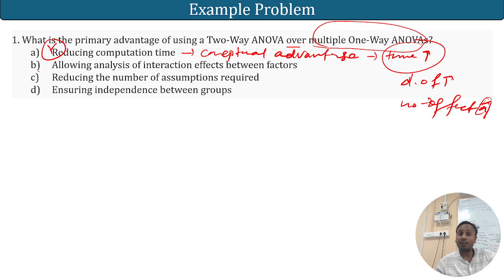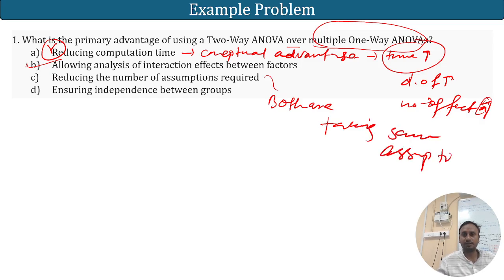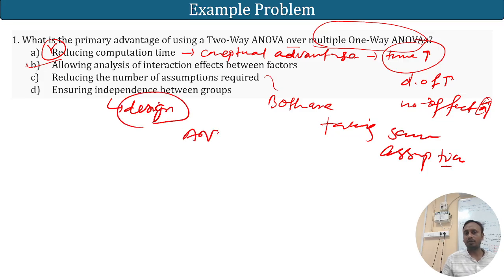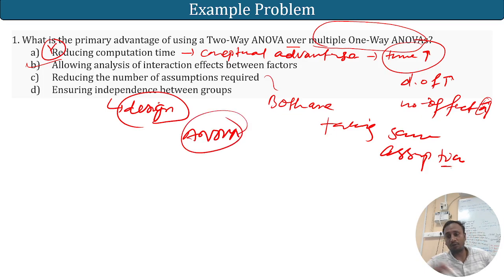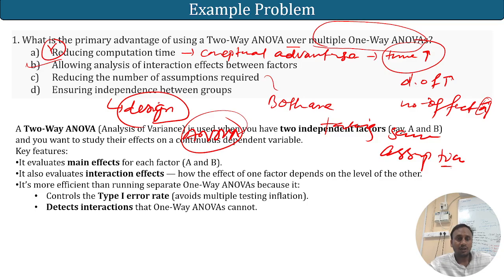Then it's going to allow for the interaction. Yes, correct. Reducing the number of assumptions required? No, both take the same assumptions. One-way ANOVA and two-way ANOVA take the same assumptions. Ensuring the independence of the groups? It's a design part. ANOVA will not give independence; it will assume it and then do the analysis. So this is the thing.